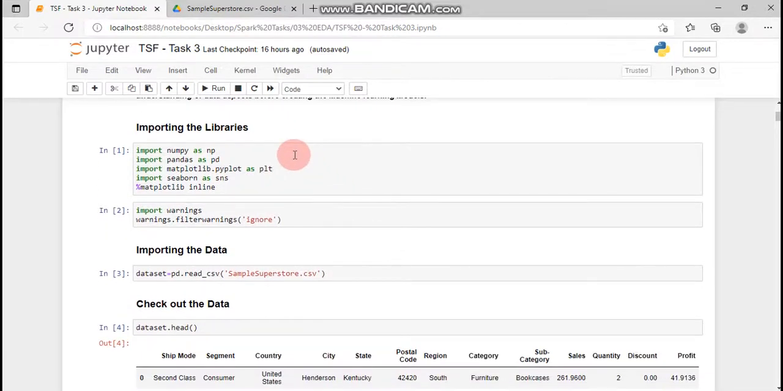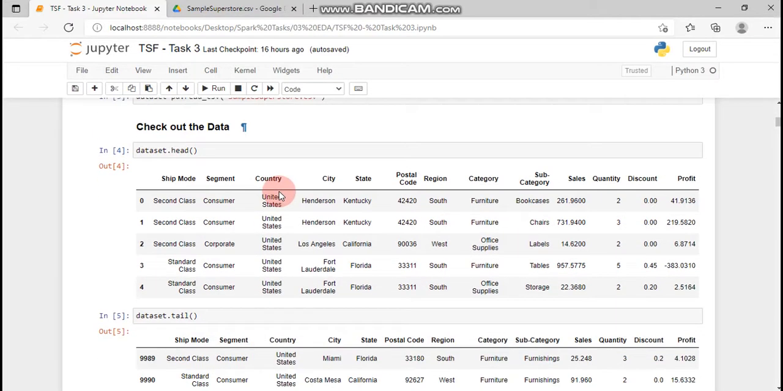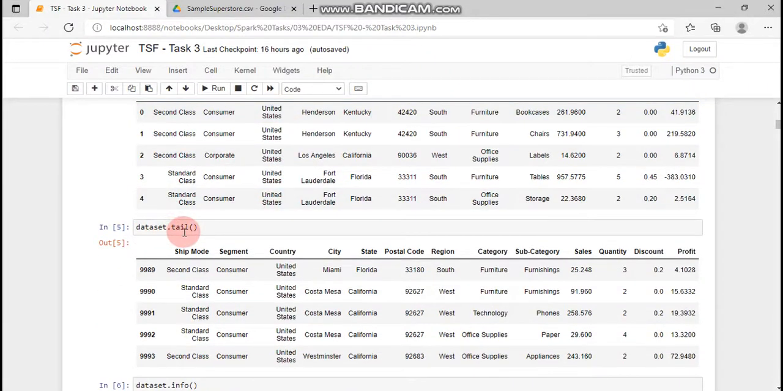Here I am importing the required libraries for this task, namely NumPy, Pandas, Matplotlib, and Seaborn. I am importing the data and storing it into a variable called dataset. Here I am checking out the data. Dataset.head gets us the top 5 rows of the dataset. Dataset.tail gets us the last 5 rows.